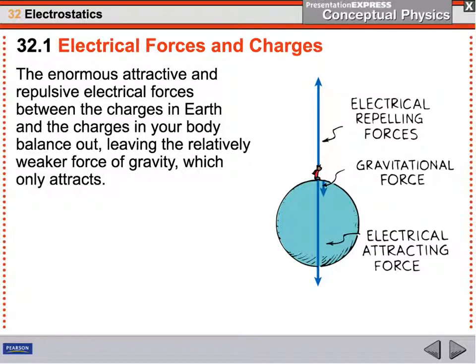The enormous attractive and repulsive electrical forces between the charges in Earth and the charges in your body balance out, leaving the relatively weaker force of gravity, which only attracts. So gravitational forces we've talked about before. Gravity only attracts, but electrical forces repel and attract, depending on the charge.